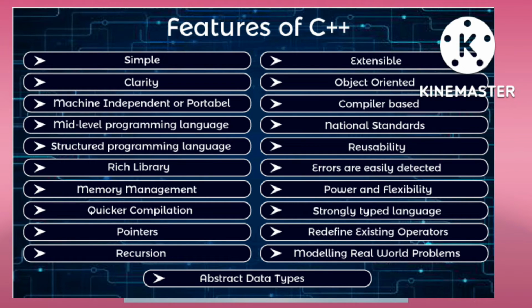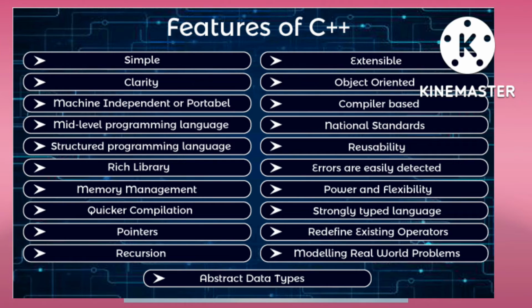Then the sixth feature is that it has a rich library. Then memory management. Then quicker compilation. Then in C++ pointers are included. This is one of the features, pointers. Then recursion, and it is extensible.